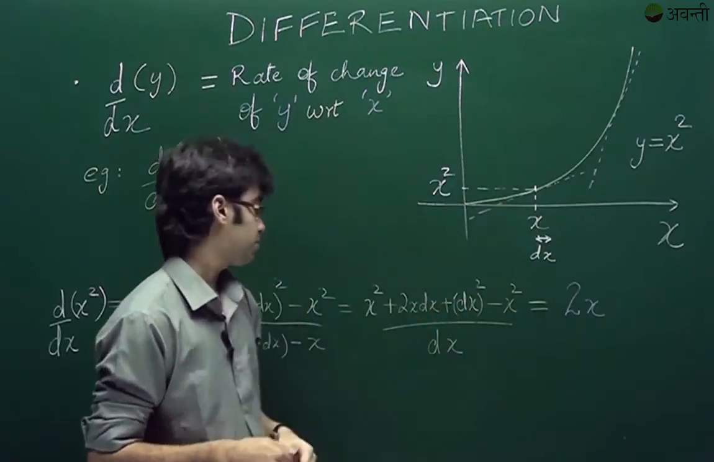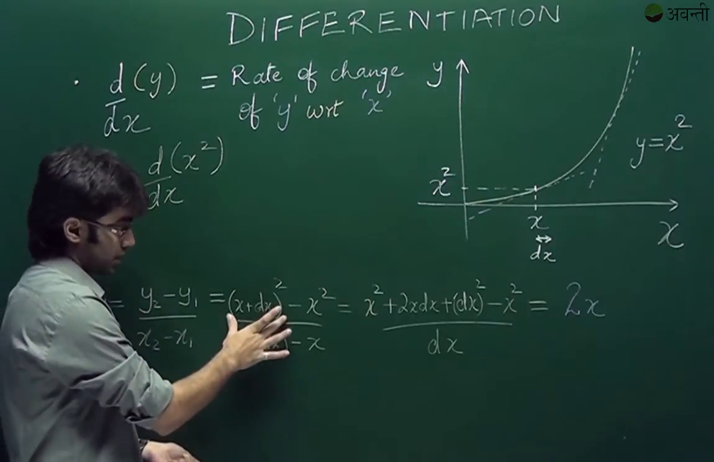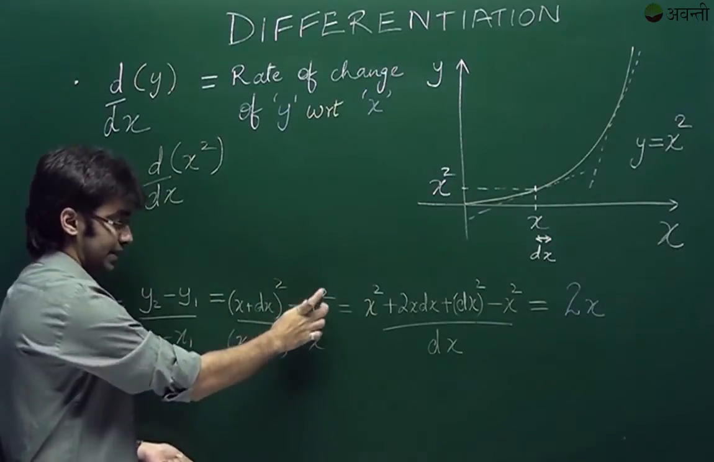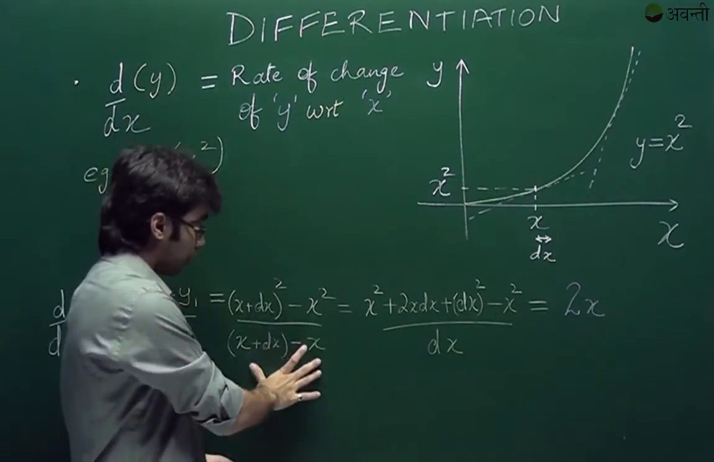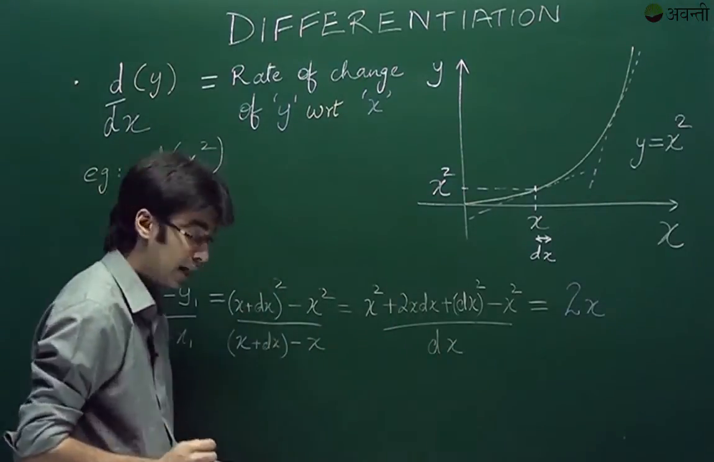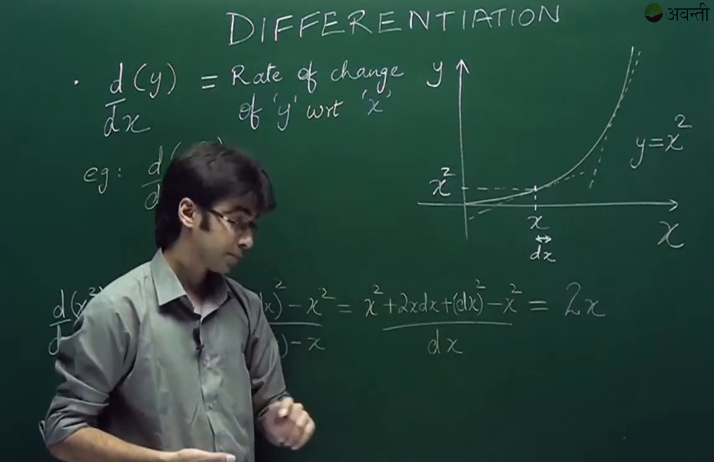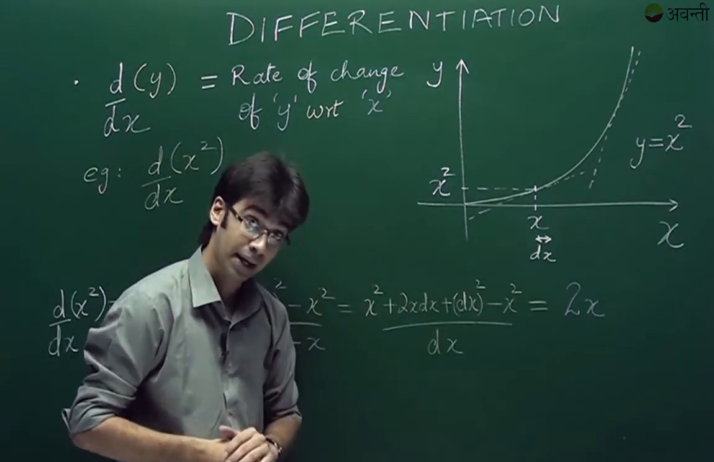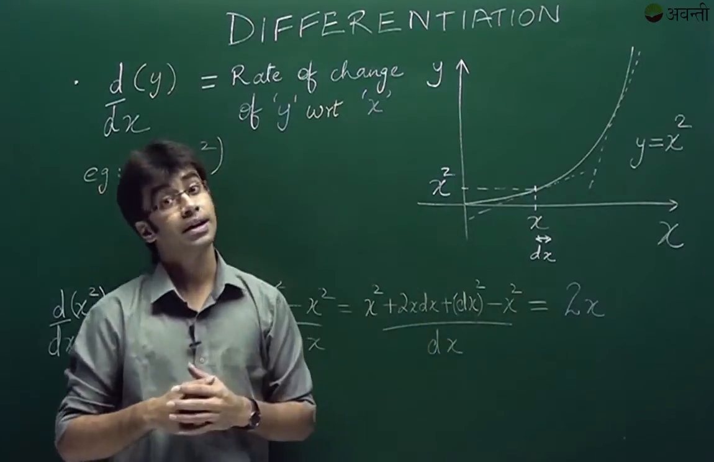And for both of these points, I'm now going to try and find the slope, which is nothing but x plus dx the whole square minus x square upon x plus dx minus x. The denominator simplifies to dx. I expand this numerator and I get all of these terms. x square cancels with minus x square. I have 2x dx and dx the whole square remaining.